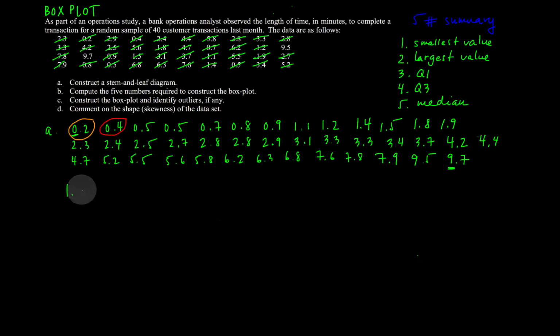So the first one, the min, is quite simple. We have it right here. Our data is ordered. This is super fast. It's 0.2. The second point, once again, fairly simple. Our data is ordered. No way we can make a mistake. 9.7. Then we have our Q1, so our first quartile.